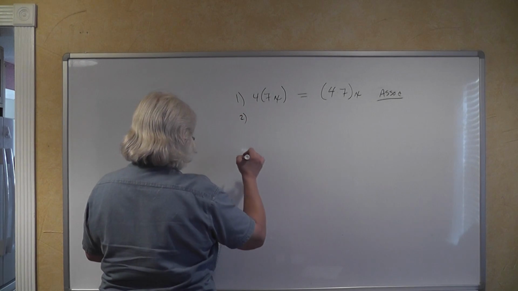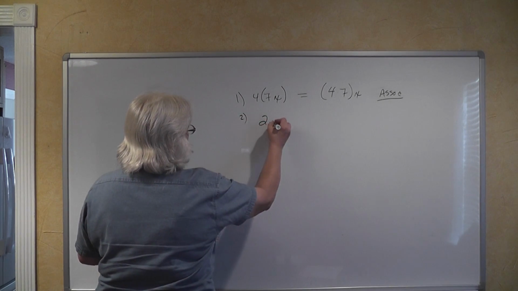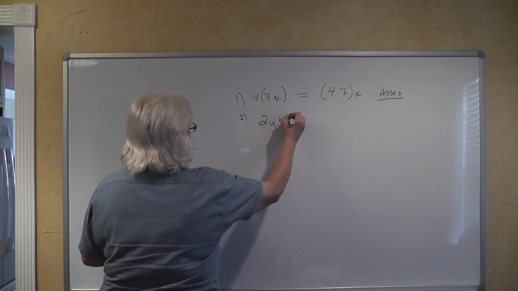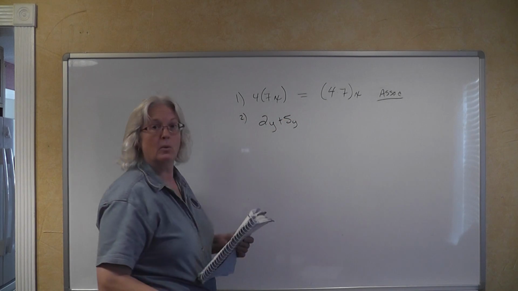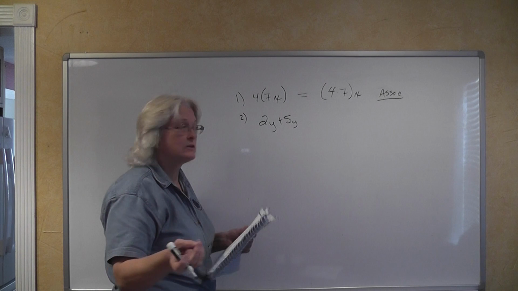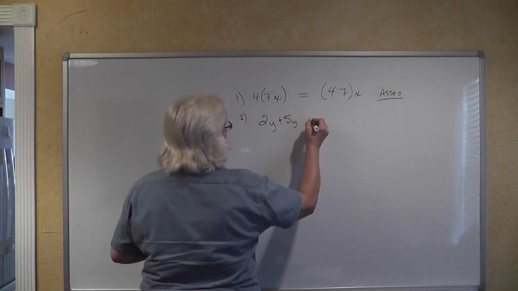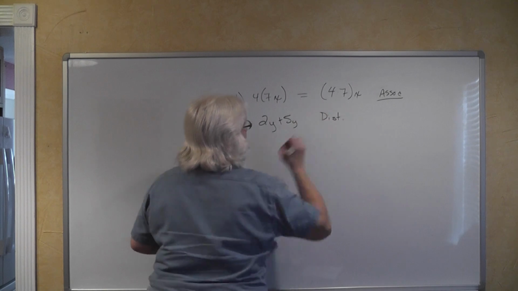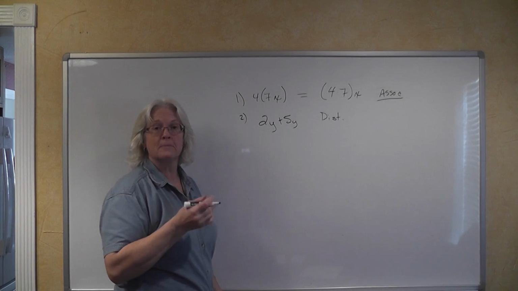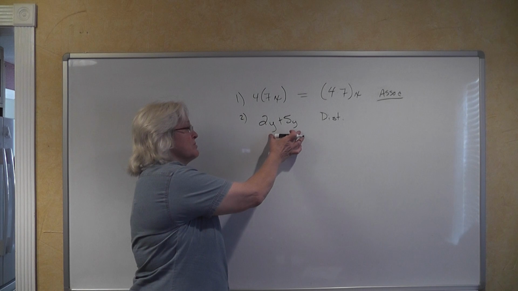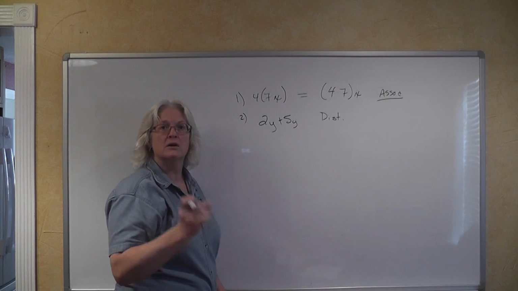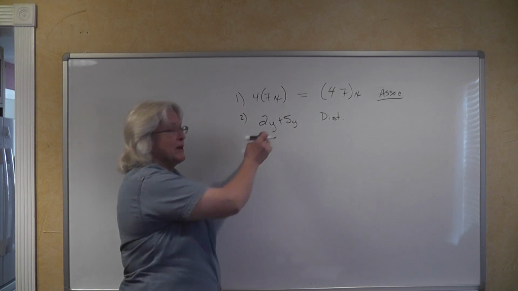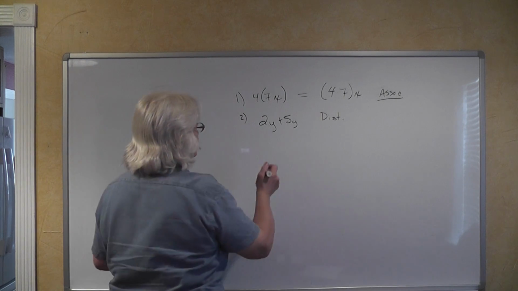Second problem, which property? 2y plus 5y. What property do we use? We use the distributive property. There's an example that I worked, if you want to go back and look at that. But you learned that when the variables are the same, you add the coefficients. So if they'd asked you to simplify this, it would be 7y.